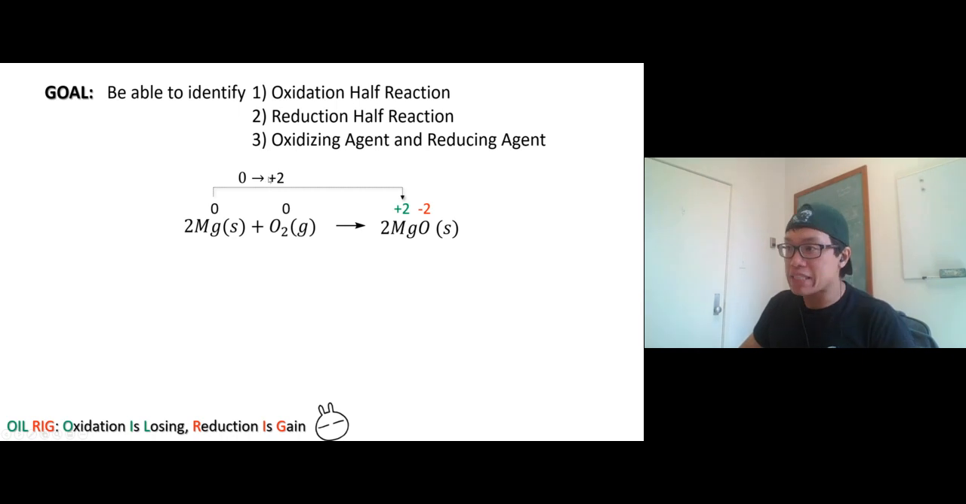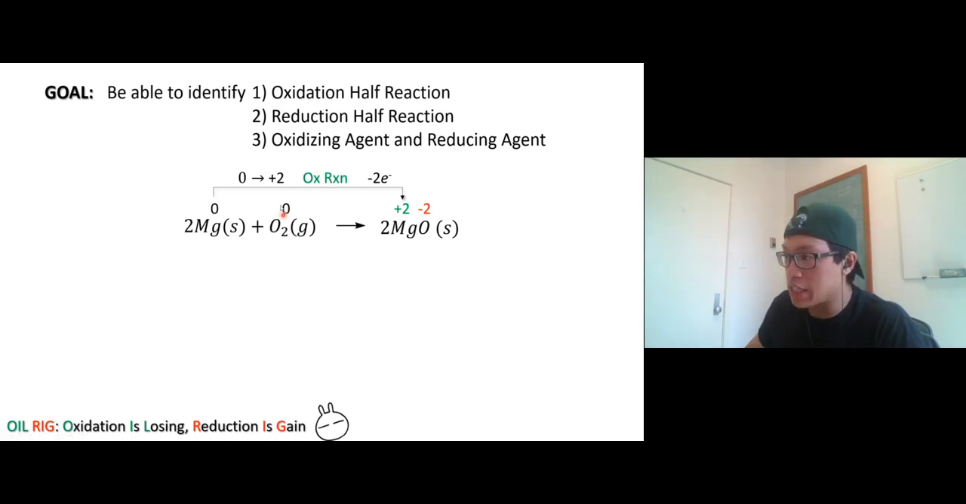A reaction in which the oxidation number increases, we call it what? The oxidation reaction. And how many electrons did you see? 0 to +2, so magnesium is losing 2 electrons in this reaction. So we have oxidation here. The other one has to be reduction for sure, but let's take a look.